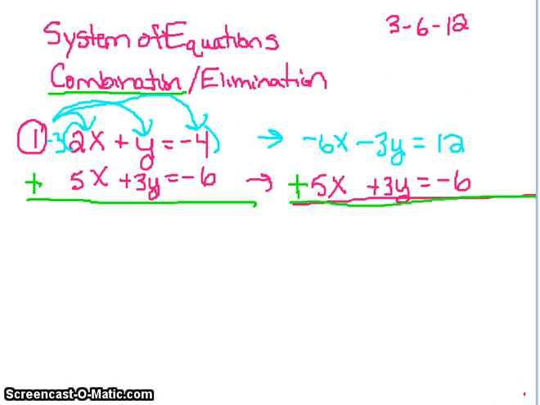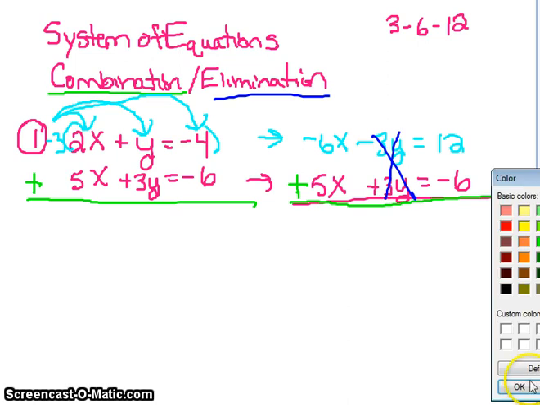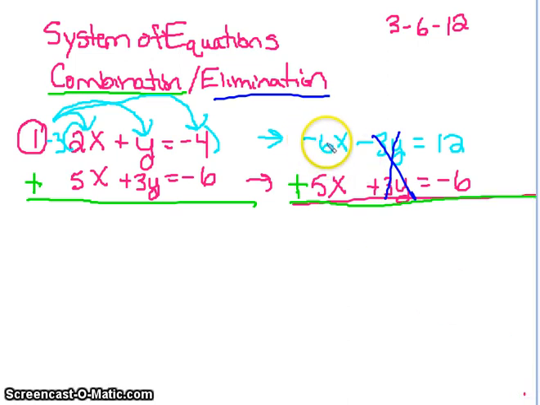Here we go. And we want something to eliminate. Our y's eliminate. After they eliminate, -6x plus 5x is -1x, equal to 12 minus 6, or 12 plus -6, which is 6. You divide both sides by -1, and you're going to get x equal to -6.